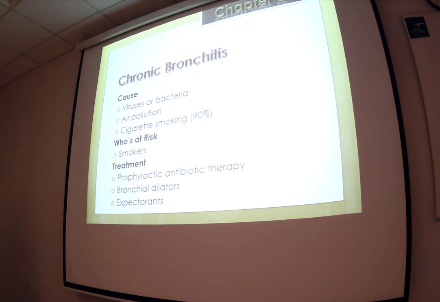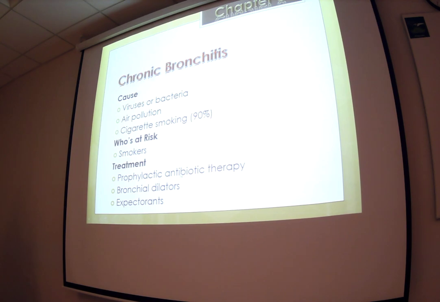So causes of chronic bronchitis can be any sort of virus or bacteria that gets into the lungs, air pollution, and cigarette smoking. Cigarette smoking is about 90% of the causes of chronic bronchitis cases. The severity and recovery of chronic bronchitis in smoking patients depends on essentially how long they smoke and how much they smoke, and how quickly they can recover. Who's most at risk? Smokers.